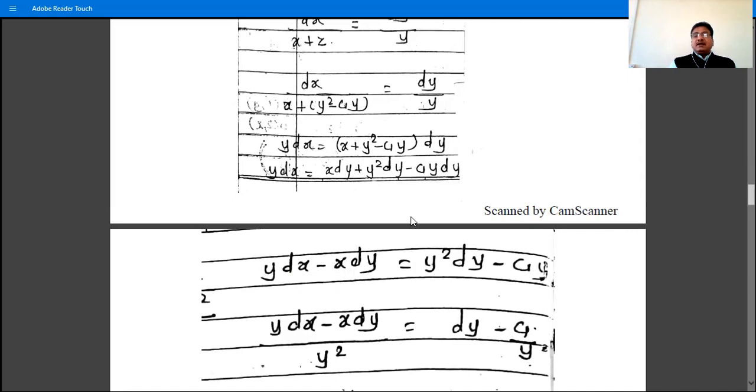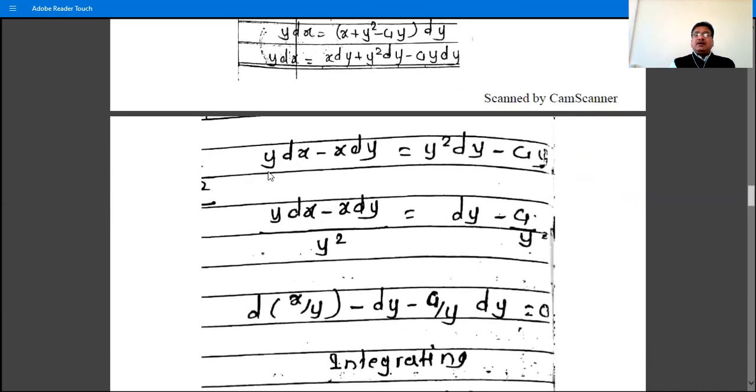If we observe the remaining factor, there is y square dy minus c1 y dy. So divide by either x square or y square, because the derivative of y by x is (x dy minus y dx) divided by x square, and the derivative of x by y is (y dx minus x dy) divided by y square. So to integrate this factor, adjust by dividing by x square or y square. Observe the remaining factors: y square, so dividing by y square is the adjustment.